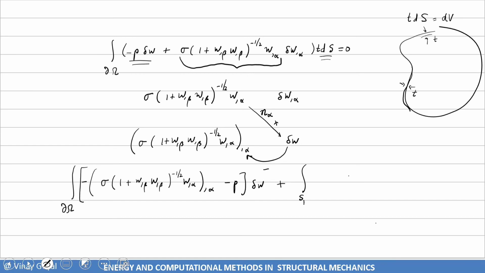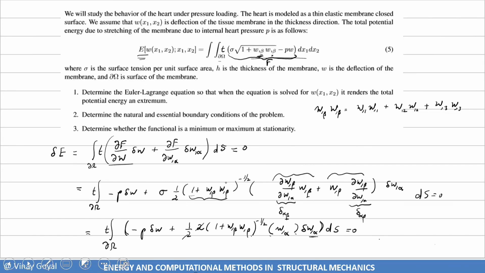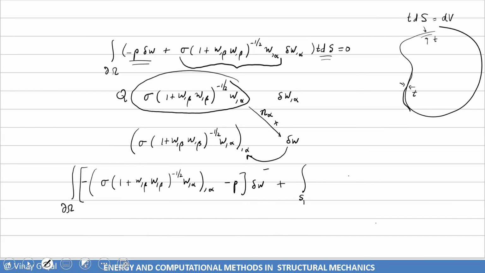And then part of the surface you apply W, and part of the surface doesn't have the W specified. So I'll divide into two surfaces where W is specified and where it's not specified. And let me just call this whole thing Q, so it's easy for me. So it's Q times N alpha del W ds plus integral S to Q N alpha del W ds. And this is equal to 0.